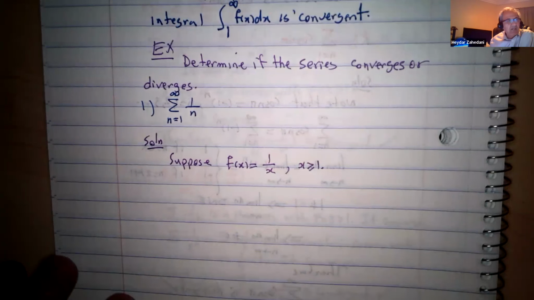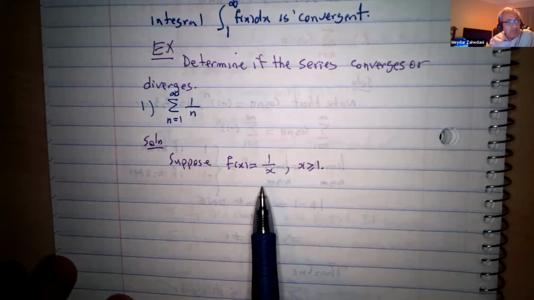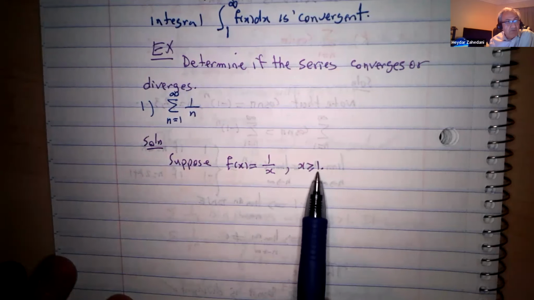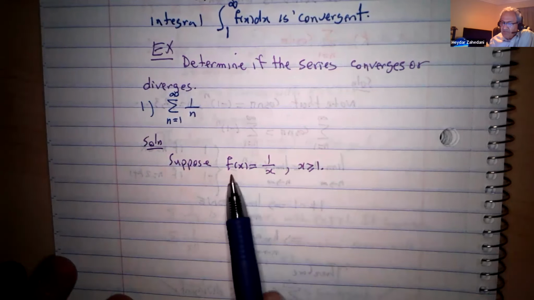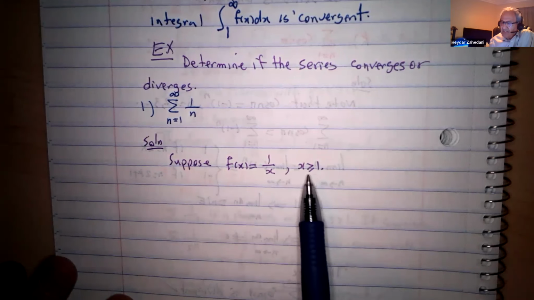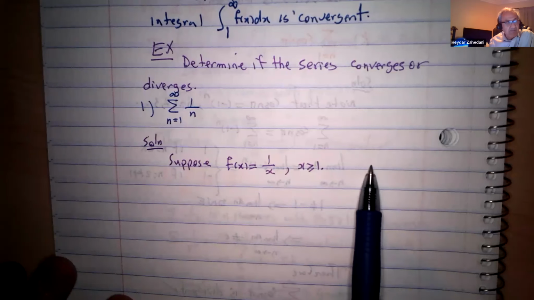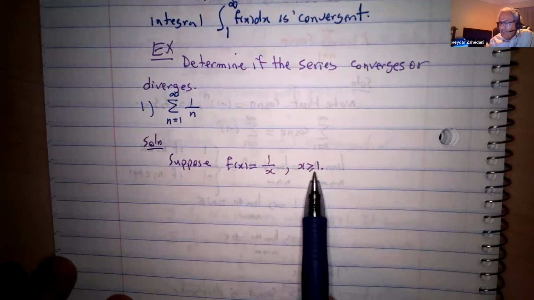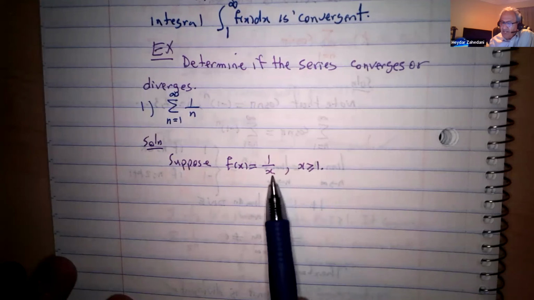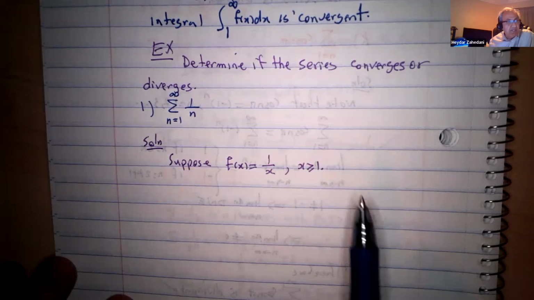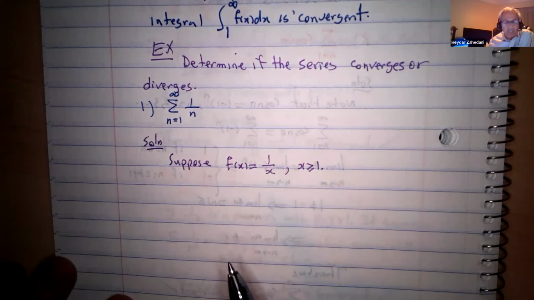Now you check the conditions that we have. Continuous: 1 over x is continuous when x is not equal to 0, but your x is from 1 to infinity, so this is continuous. Positive: x is positive, so 1 over x is also positive. Decreasing: x is greater than 1, so as x gets bigger and bigger, 1 over x gets smaller and smaller. So the function is decreasing.